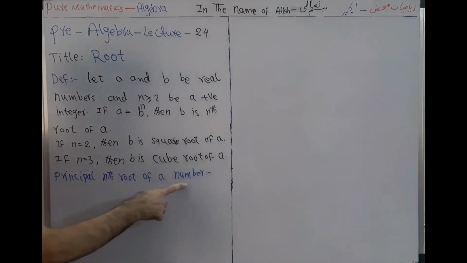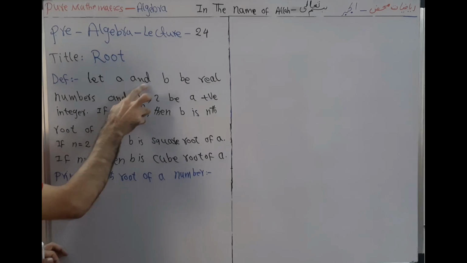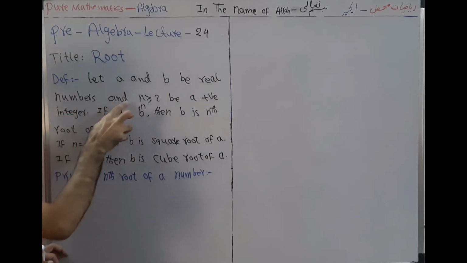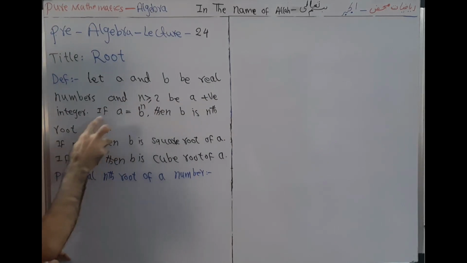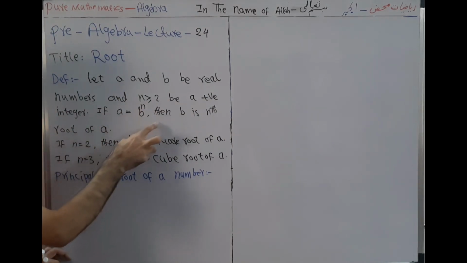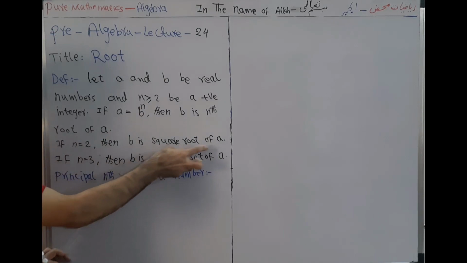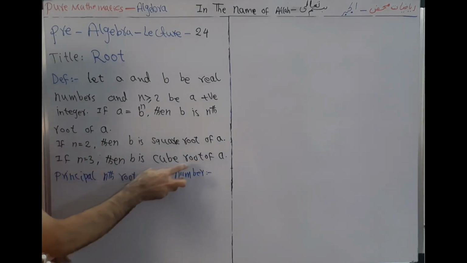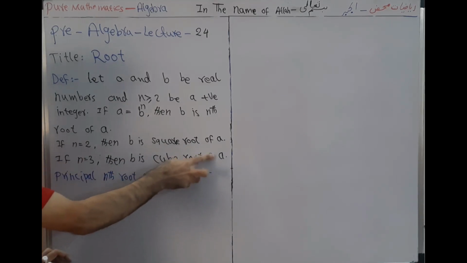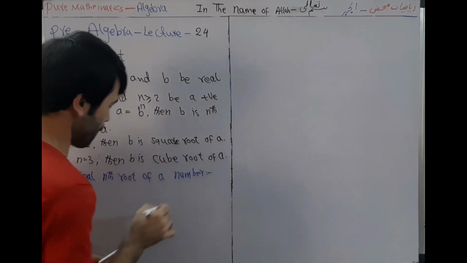Principal nth root of a number. Actually, that was the definition of root. Let a and b be real numbers and n greater than or equal to 2 be a positive integer. If a is equal to b to the power n, then b is the nth root of a. If n is equal to 2, then b is the square root of a. If n is equal to 3, then b is the cube root of a.